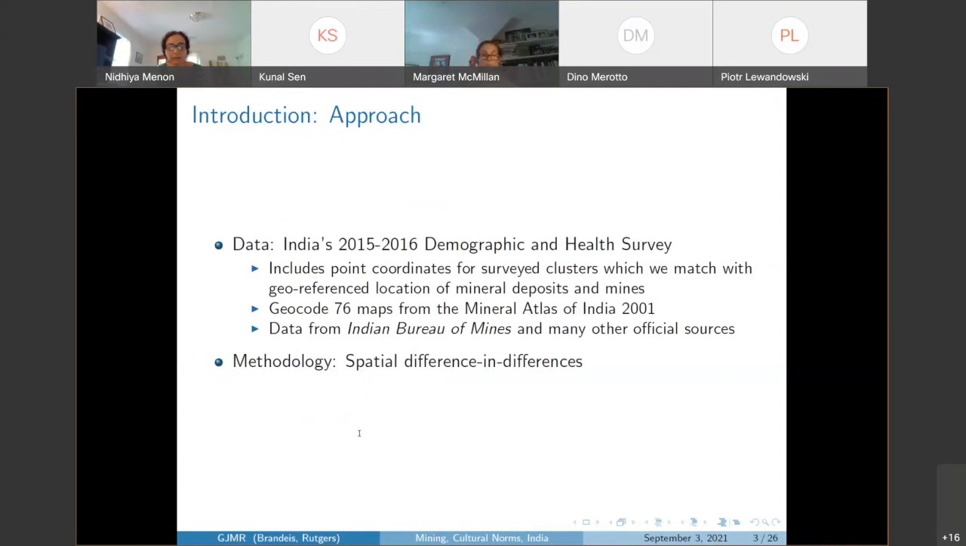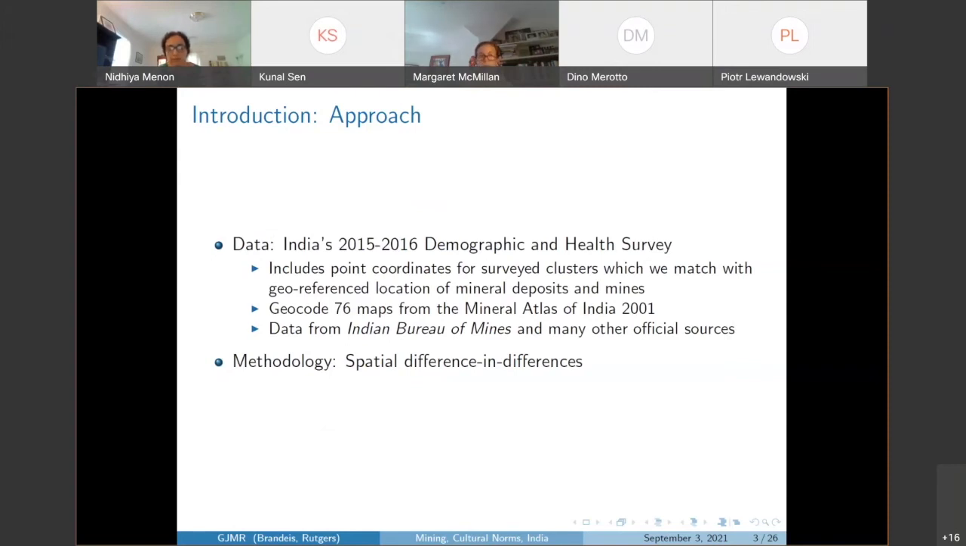The data is very simply the NFHS-4, so these are the DHS surveys for India. We use the last round because these have the GIS coordinates that we need to match women in these clusters. You want to think about clusters as villages to the closest mining deposit. And the methodology is a spatial diff-in-diff.